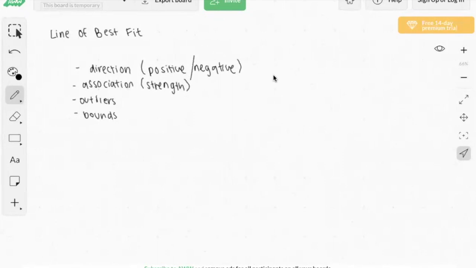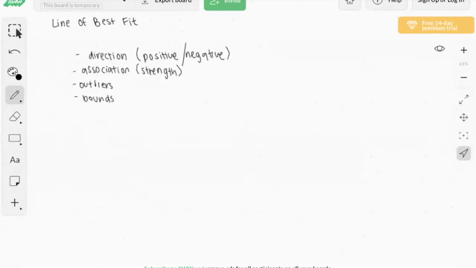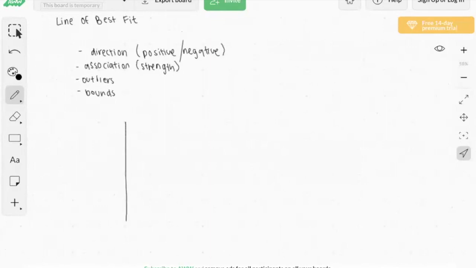We're just gonna do a short video going over a lot of modeling with two variables, and we're gonna talk about the line of best fit, and then the direction, the association, and the outliers and bounds of how you would analyze this kind of scatter plot, or when you're given a table of data. So let's start with an example while I explain these new concepts.